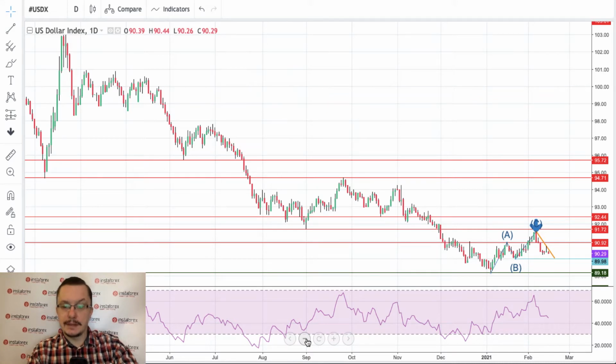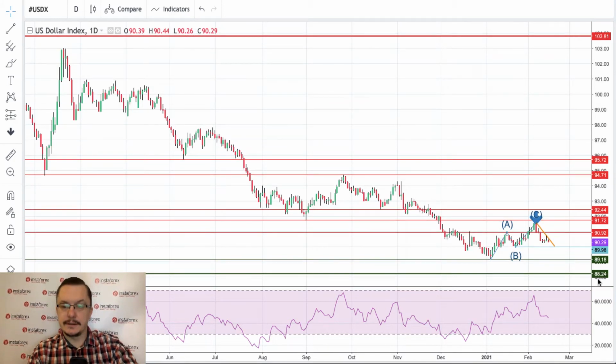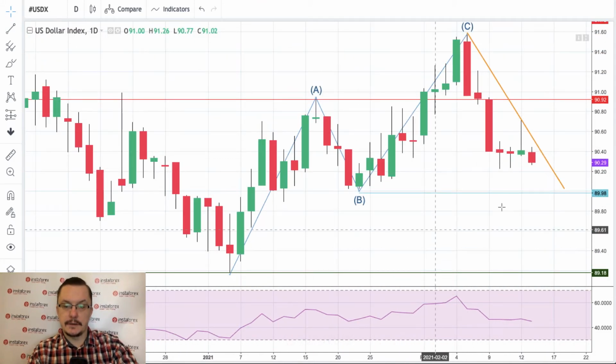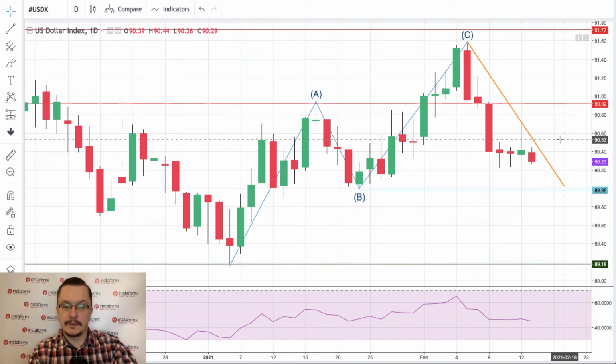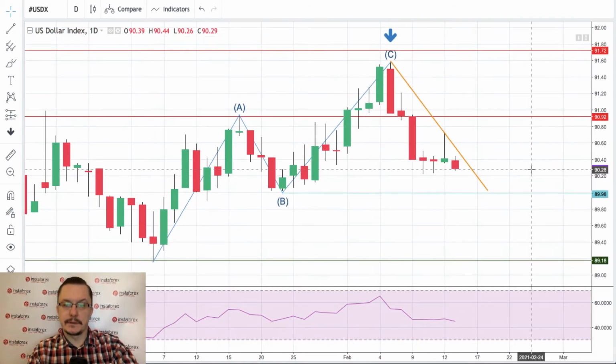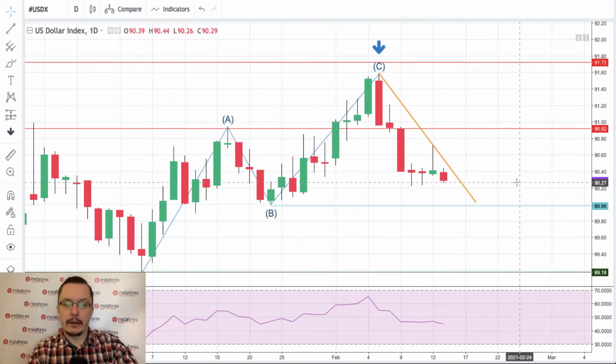So the next target, if 89.91 is violated, I think is at 88.24, which is the key long-term technical support. So please bear this in mind. And of course, as you can see here, the current situation is not very good for the US dollar bulls. What does it mean for the overall market?